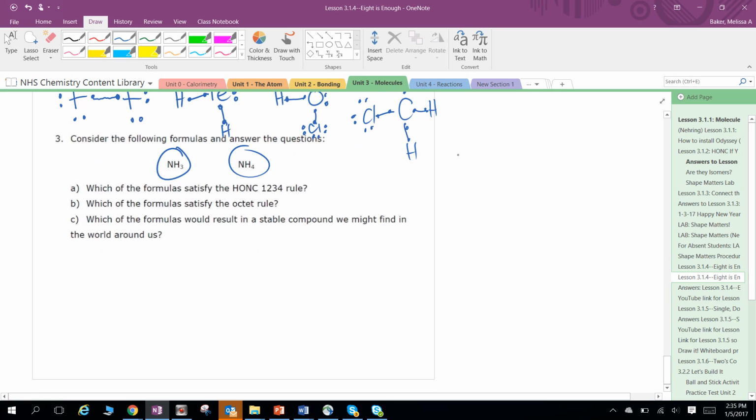Last question, which of these satisfies HONC 1, 2, 3, 4? Well, NH3 is the only one that does because nitrogen has a lone pair, and nitrogens can only make 3 bonds. So the answer would be NH3 for all of these. Oops, NH3.